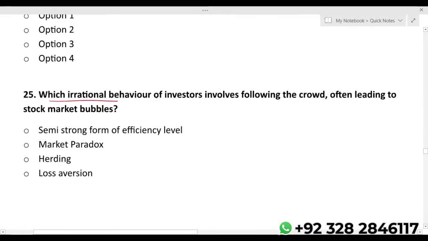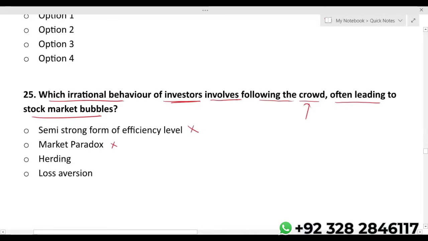Which irrational behavior of investors involves following the crowd? Following the crowd means you are following others, often leading to stock market bubbles. Semi-strong, no, that's not it. Market paradox actually means that when there are a number of options, it confuses the investor and creates anxiety. It is saying something else.